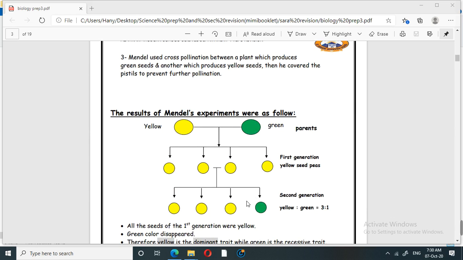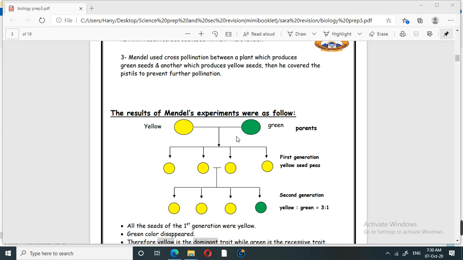Here is the diagram that expresses this relation. If we have a yellow seed and a green seed, this yellow seed is pure. He makes sure that this yellow is pure. He made a self-pollination to the yellow color seed several times, and he found that each time it will produce a yellow color, so it's pure. And he made this experiment also for the green seeds.